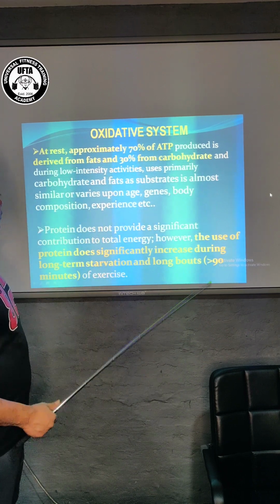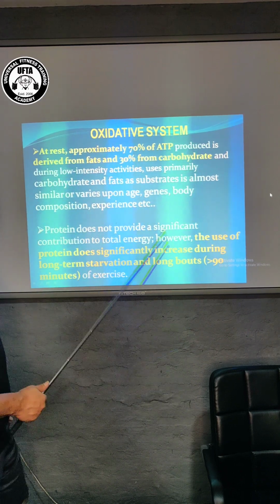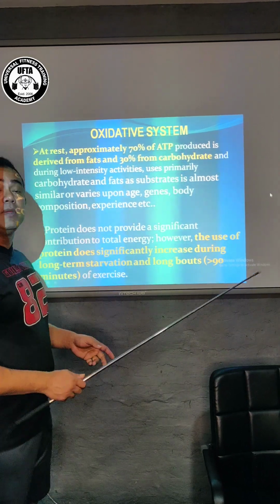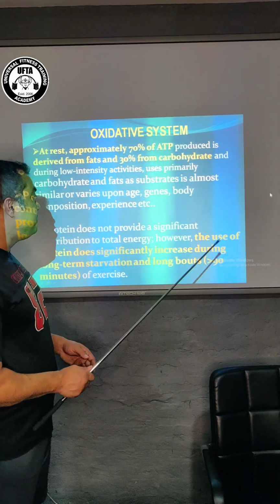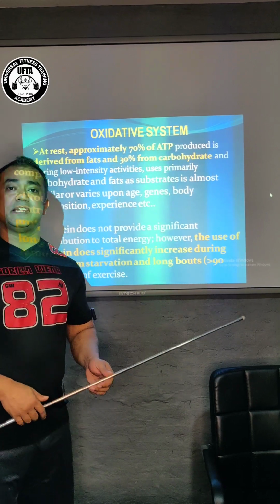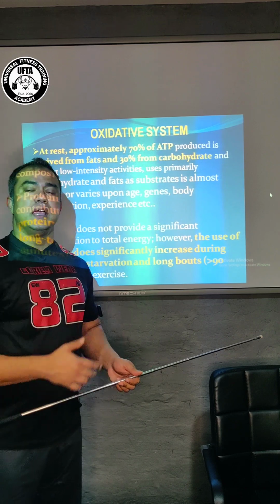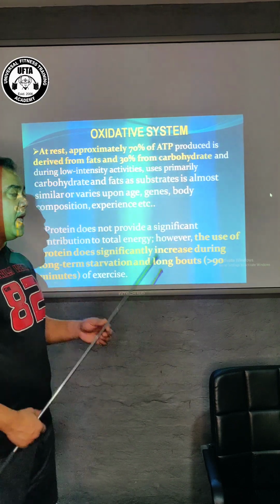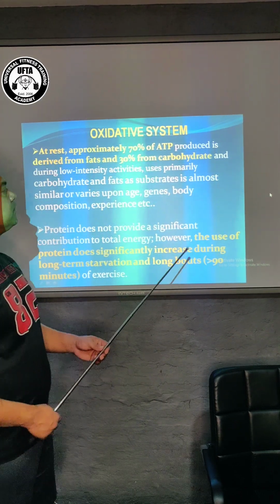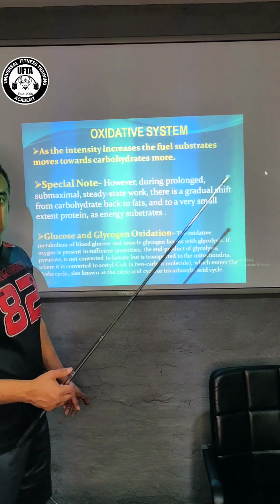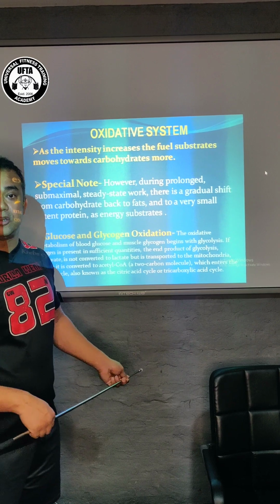And protein does not provide a significant contribution to providing ATP. Yes, protein can be utilized as a source of energy if your exercise intensity is low and you are extending your exercise duration beyond 90 minutes. Then the body may start using protein as a source of energy, which can obviously cause muscle loss.